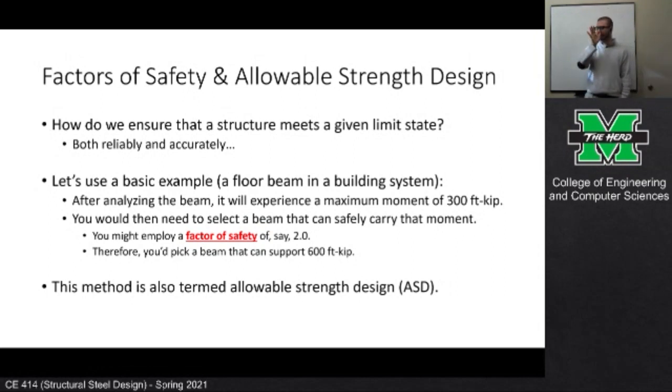Let's use a really basic example. Let's say that we have a floor beam in a building system. Okay, so here we are.